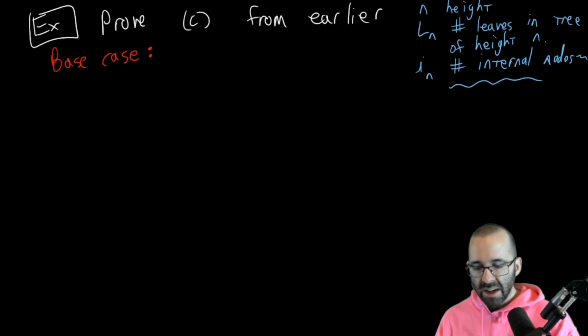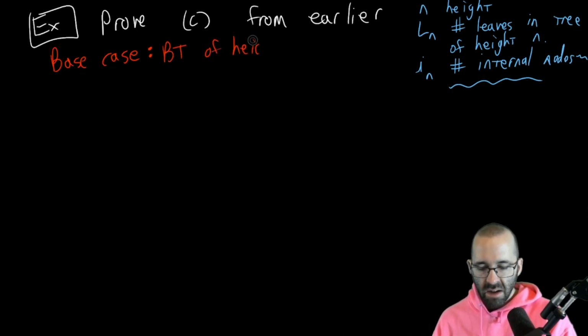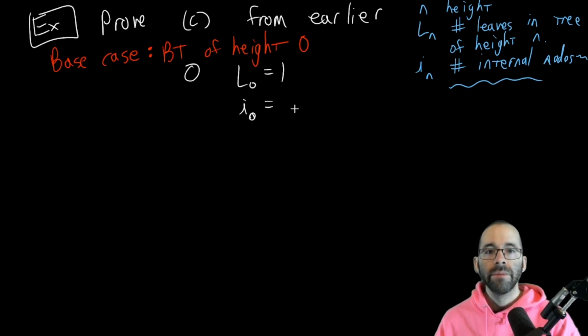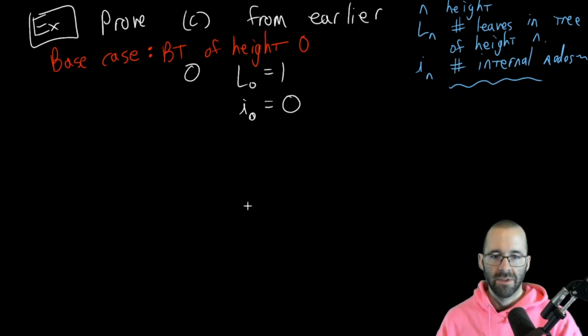So let's look at a tree of height 0. A binary tree of height 0. Well, is that true? What does a binary tree of height 0 look like? Looks like that. Well, how many leaves are there? 1. How many internal nodes are there for height 0? None. There are no internal nodes. The root is a leaf.